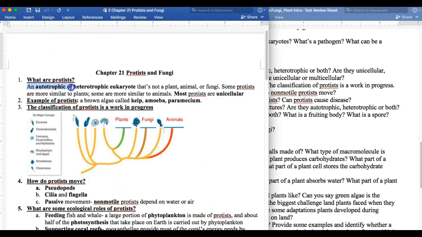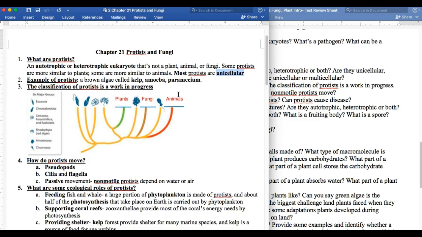Protists are autotrophic or heterotrophic eukaryotes that are not a plant, animal, or fungi. So it's the other thing. Some protists are more similar to plants, some are more similar to animals, and some are more similar to fungi. Most protists are unicellular. Remember that, but protists can be unicellular or multicellular.